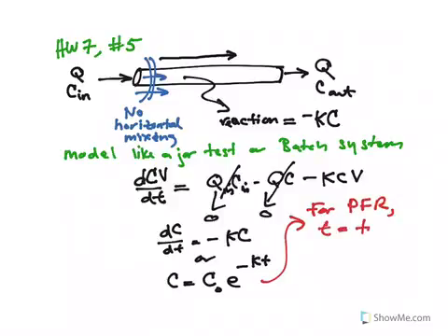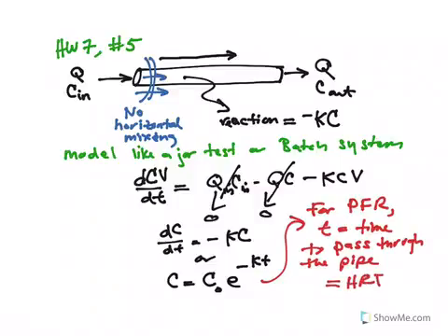T is equal to the time to pass through, which is the hydraulic residence time of the plug flow reactor, which is equal to the length of the plug flow reactor, the cross-sectional area, divided by the flow. The cross-sectional area is right here. And x is the distance, that's equal to the length.